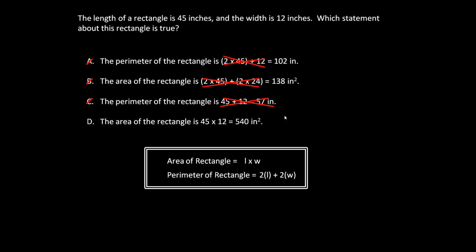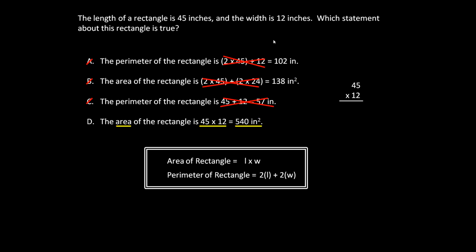Let's look at D. The area of a rectangle is 45 times 12, and that equals 540 inches squared. Well, that seems about right. Okay, so if we look at the formula for area of a rectangle, it's length times width, and that's 45 times 12, length times width. The only thing you have to do here at this point is check out your math.